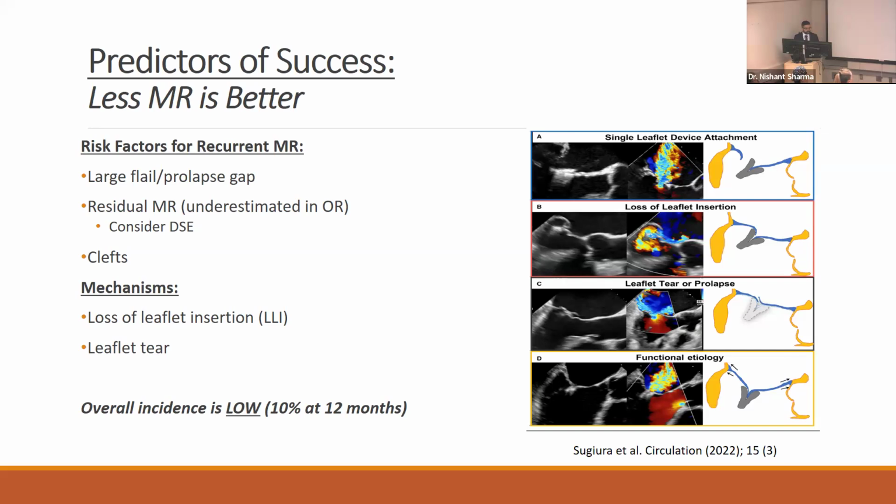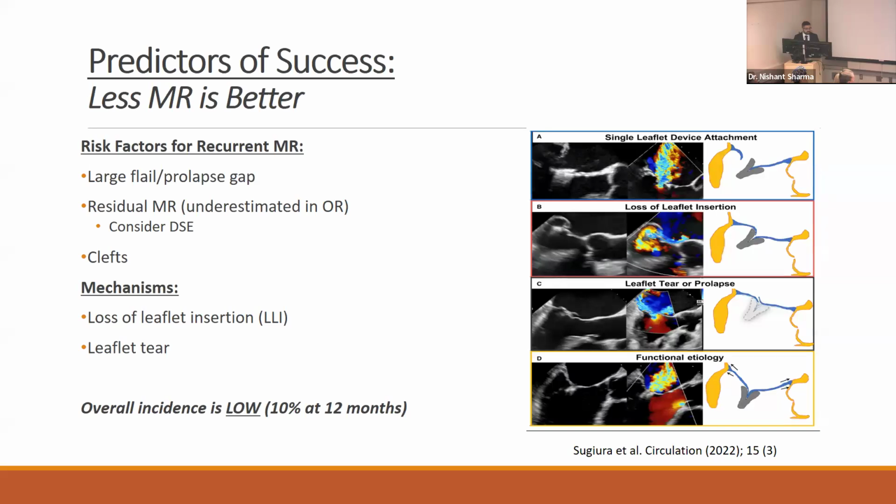So there are some centers that are considering doing a brief dobutamine stress echo just to see what the heart does under different loading conditions to get a true estimate of what's residual. And then clefts, which are overall difficult to assess, whether it's echo dropout or a true cleft. But if there is a true cleft, that might be an anatomical consideration.